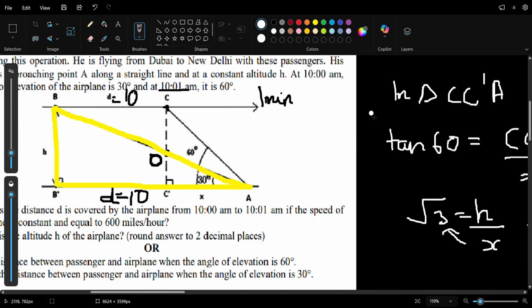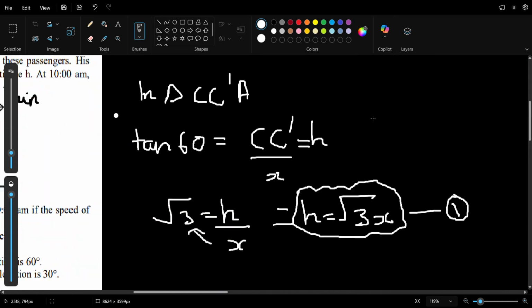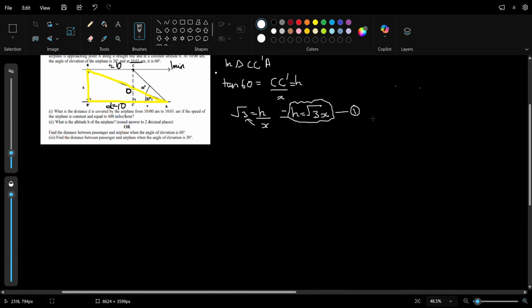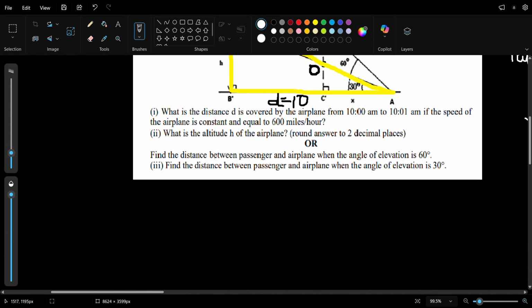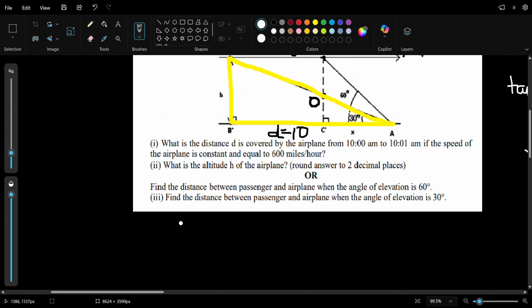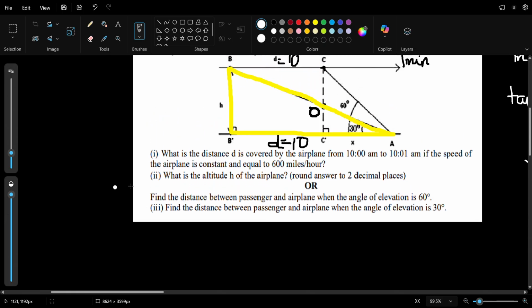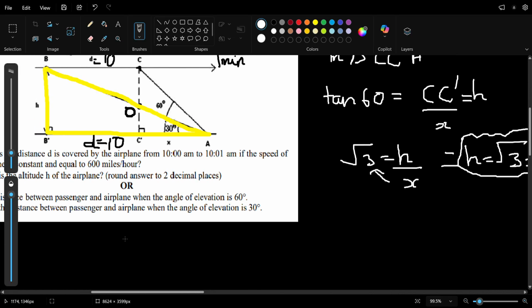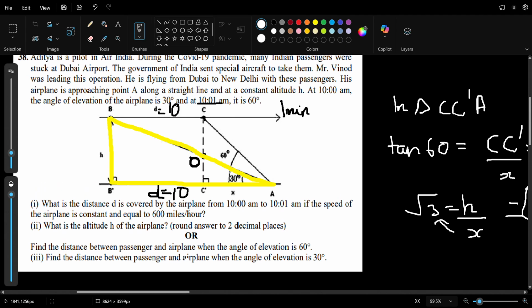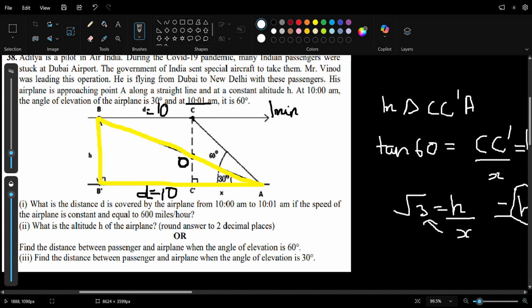Okay, so after this, we can say in triangle, let me say it clearly. You can see. Oh my god. Let me just clear this up.